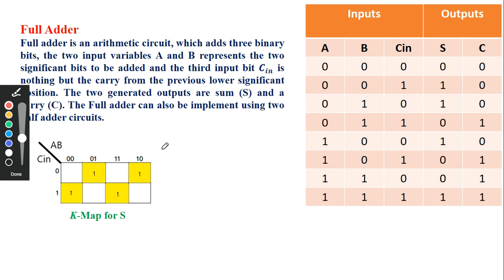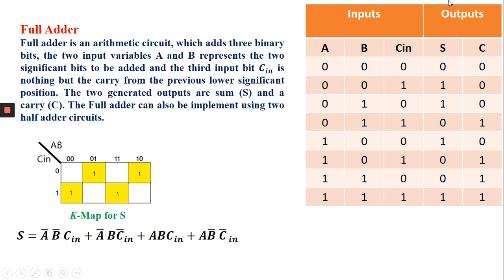So from the K map we can observe that no grouping of 1s is possible. When we write the expression for S, again we will be using SOP, sum of product format. This is the expression for S. For the first one, it is A bar, B bar, C in. For the next one, this is A bar, B, C in bar. Likewise, we will write the expression for S.